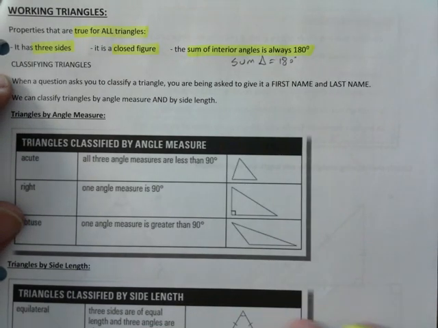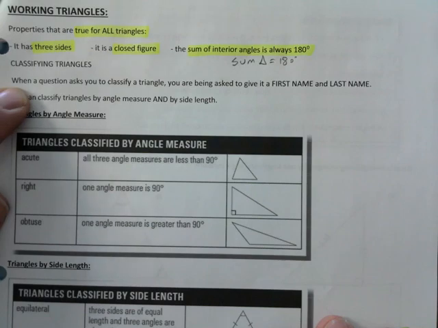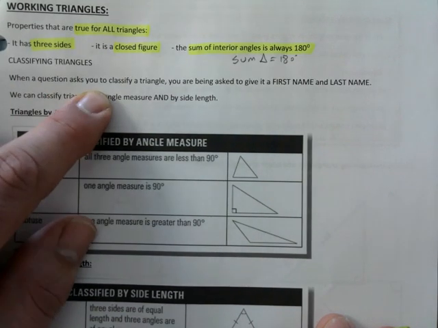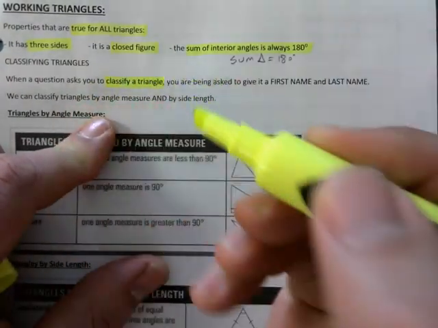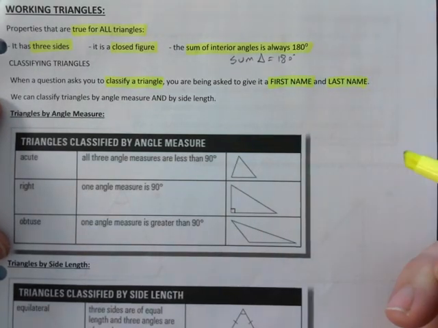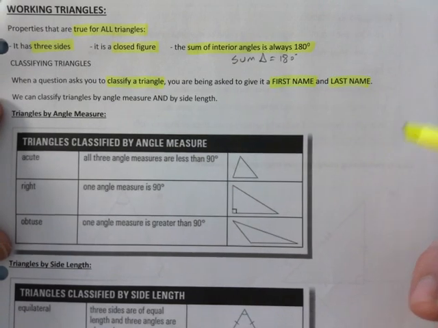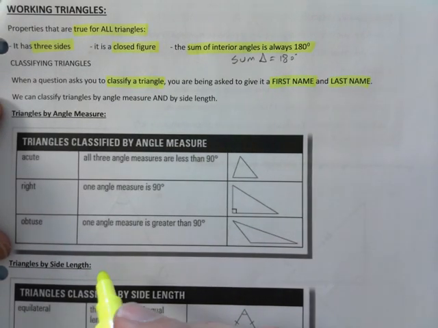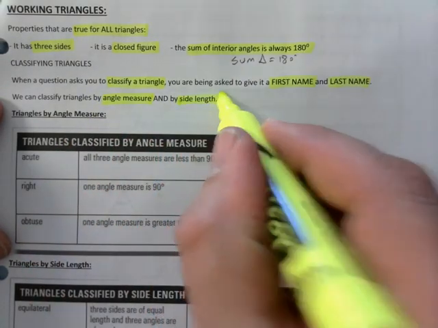And so let's talk about classifying triangles. Here you have to be careful, okay? When a question asks you to classify a triangle, you're asked to basically find the first and the last name of the triangle. I hope that helps you to know. It's like you need 2 things, right? We can classify triangles by angle measure and by side length.